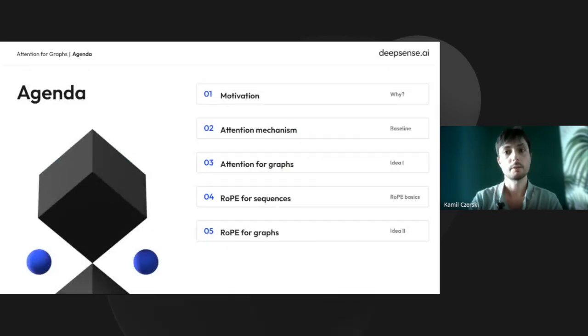Today I would like to show you the attention mechanism implemented for graphs and its variants. We will start from something very simple. I will show you the baseline attention mechanism. Hopefully, I will be able to explain it well enough so everyone can understand.